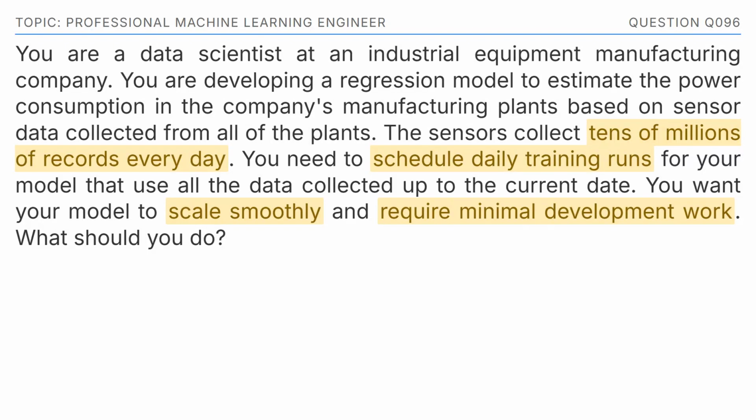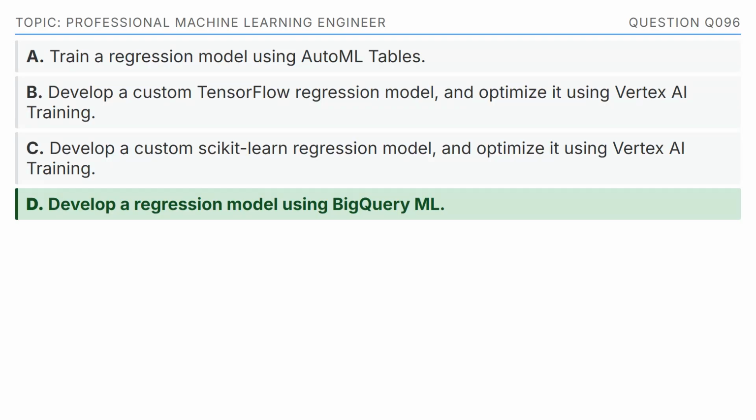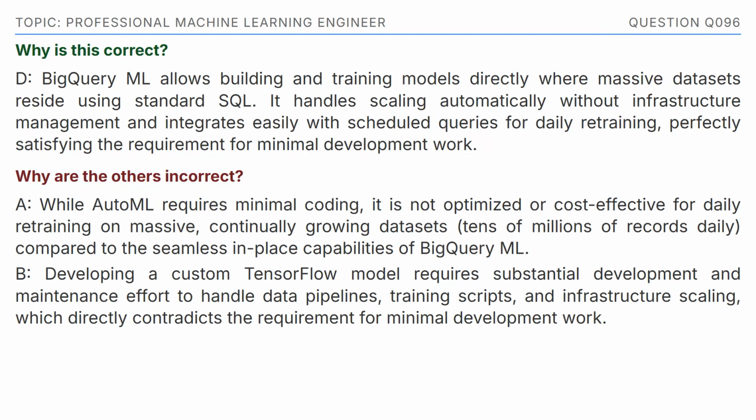To arrive at the correct answer, we focus on the keywords: tens of millions of records every day, schedule daily training runs, scale smoothly, require minimal development work. The correct answer is option D, develop a regression model using BigQuery ML. Why is this correct? D.